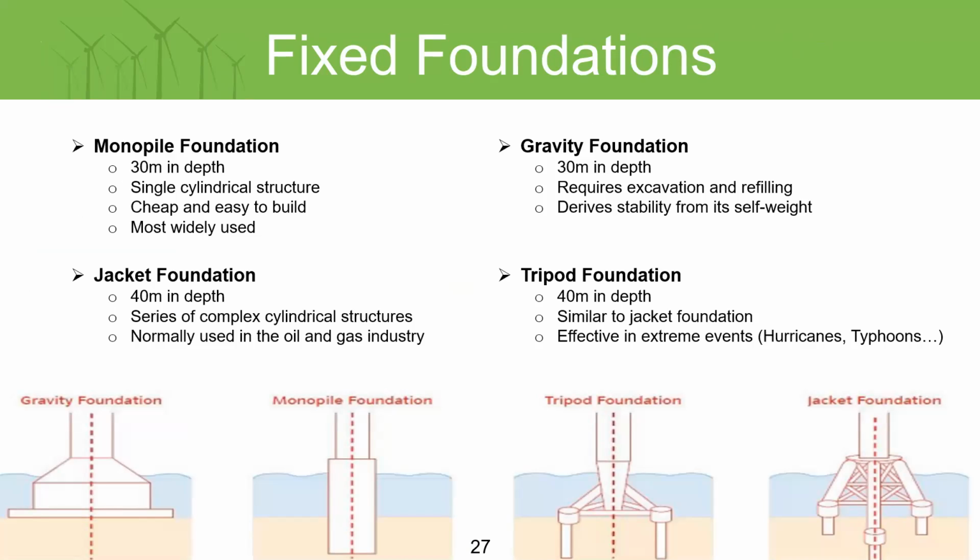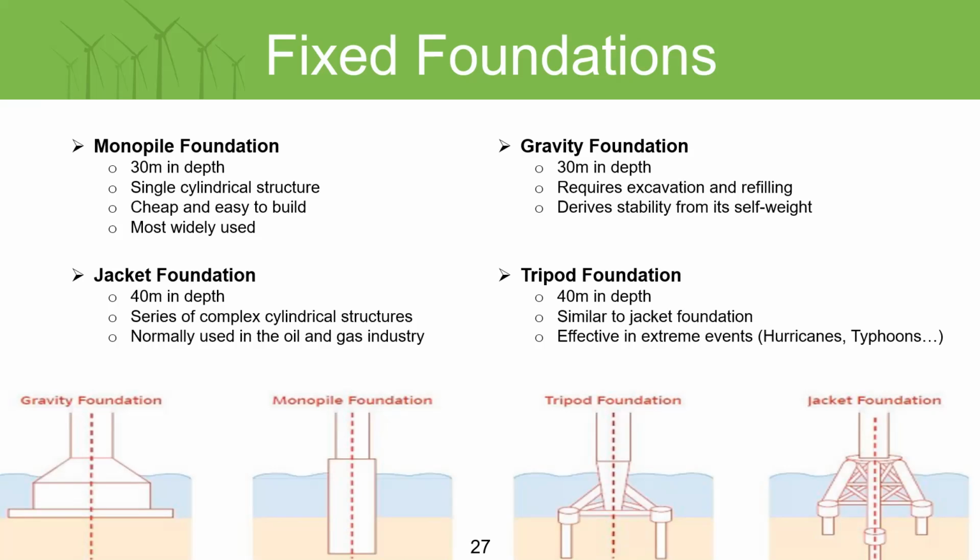So first major difference is the depth at which each structure can go. So we can see, for example, the monopole foundation and the gravity foundation can go only as deep as 30 meters in depth, whereas the jacket foundation and the tripod foundation can go up to over 40 meters in depth. Also, we can see from the picture the shape from which those are constructed. The monopole has a cylindrical shape.